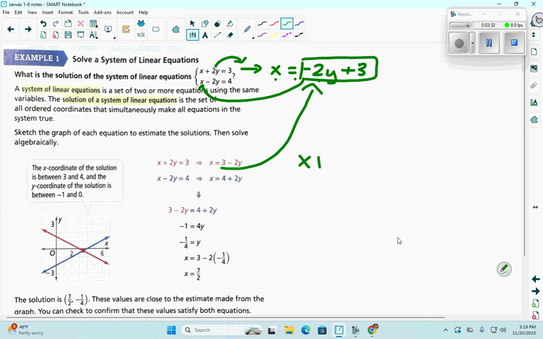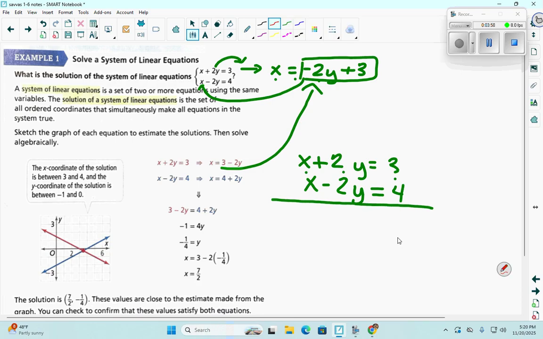Okay, so I have my two equations. I have x plus 2y equals 3, and then I have x minus 2y equals 4. My x's are lined up, my y's are lined up, and my constant is lined up. So when we use the elimination method versus the substitution method, the numbers are the same, and one of them is a positive and one of them is a negative. So we are actually already set up for that. So that means I have a positive 2 and a negative 2. They eliminate each other.